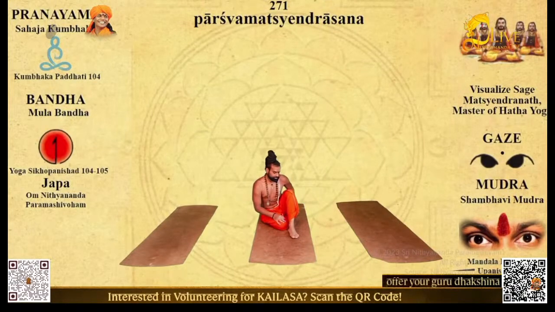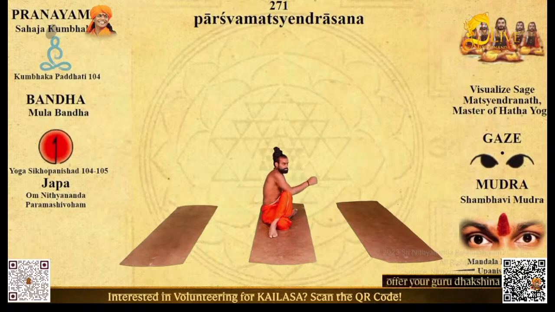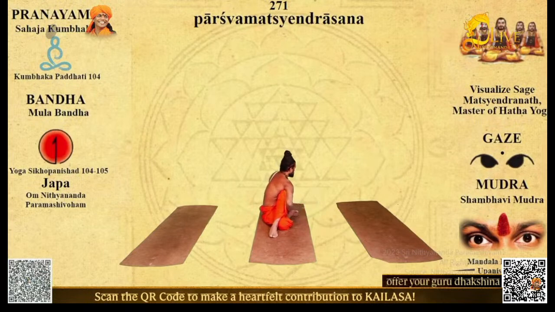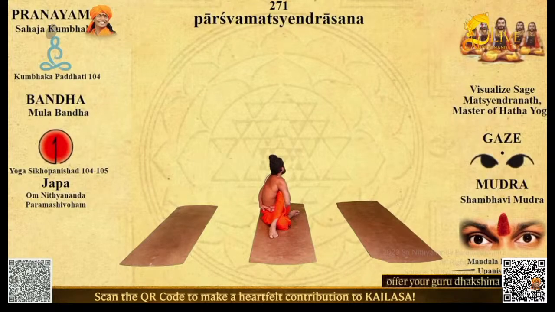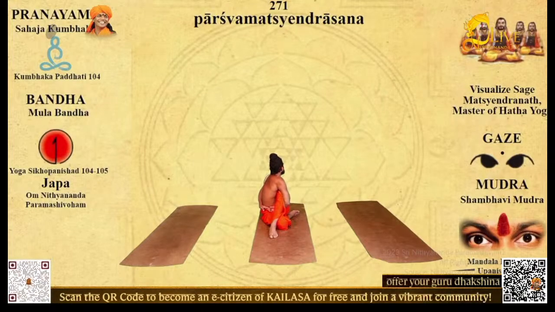The next asana is Parshvamatsendrasana. As you bring the right foot to the left hip, step the left foot over top of the right knee, twist your body around the raised knee, and bring the arm below as you hold your fingers behind your back. Gaze up to your third eye and visualize the great sage and yogi Matsyendranatha, the master of Hatha Yoga.